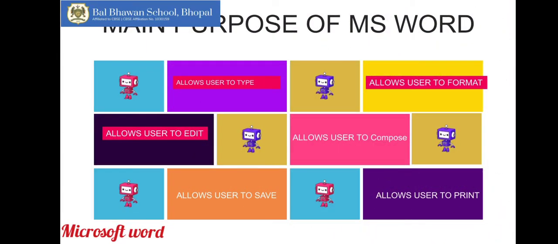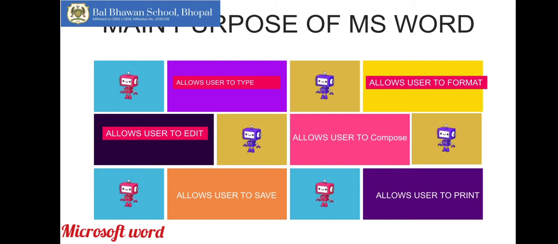The main purpose of MS Word: it allows the user to type, it allows the user to format the document, it allows the user to edit the document, it allows the user to compose the document, it allows the user to save the document, and it also allows the user to print that document.